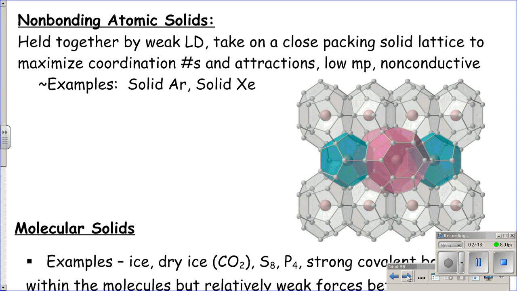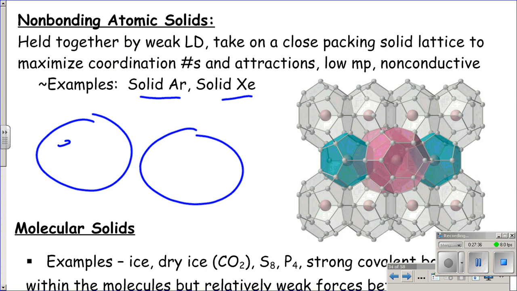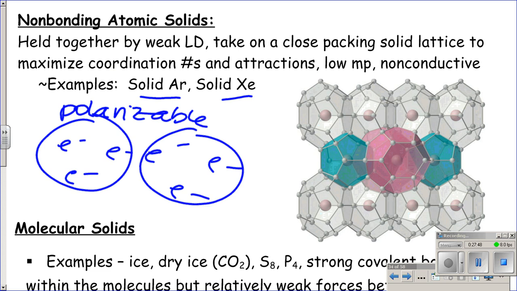All right, so non-bonding atomic solids. Okay, so basically, a couple of examples that you need to know for molecular solids: solid xenon, solid argon, solid krypton, maybe. But they have really, really low attractions for one another. But they're huge, right? So their hugeness, their size, means that their electrons can rotate around. What's the word for that? Polarizable. Polarizable, okay. The electrons are polarizable, so they do have London dispersion forces amongst them.